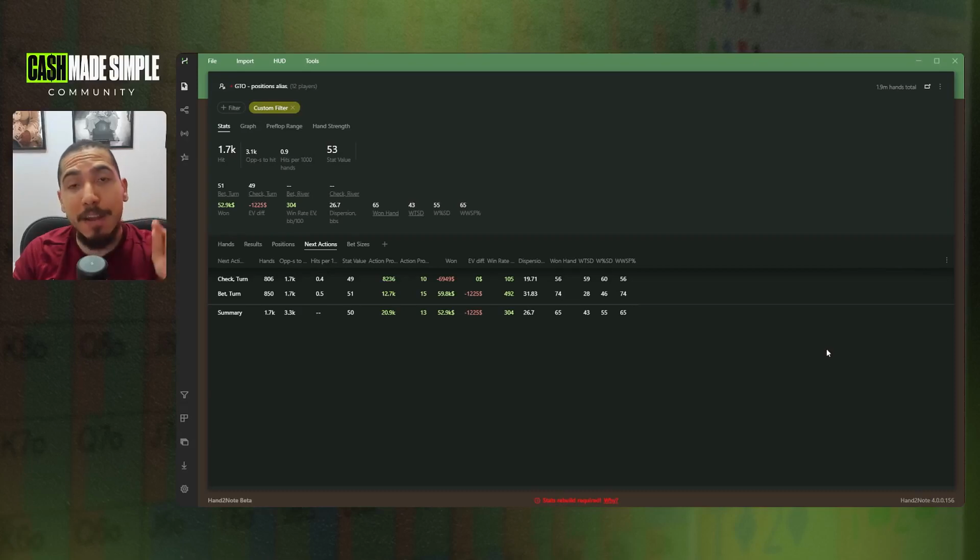How to play the turn after calling flop check raise. This is the last line we're going to cover here in our PFR Synchronous Pot in Position series. This video is going to be much shorter than the previous ones because, as you can see here on your screen, I don't have a lot of data for this line.